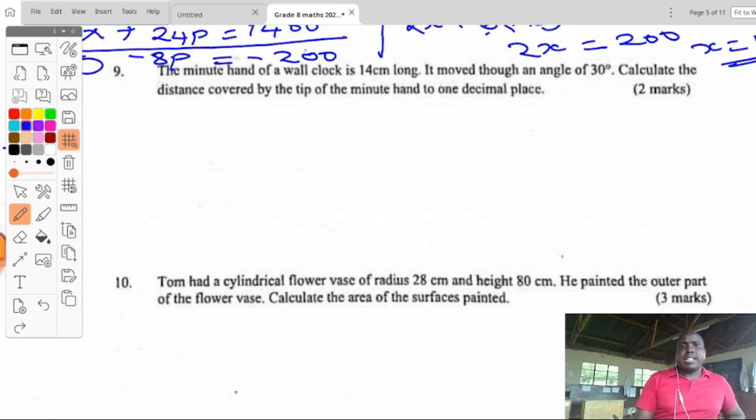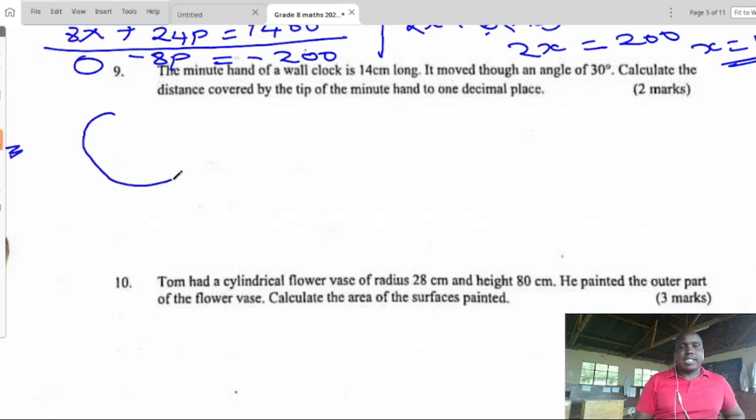The minute hand of a wall clock is 14 meters long. It moved through an angle of 30 degrees. Calculate the distance covered by the tip of the minute hand to one decimal place. So you need to know what that is.